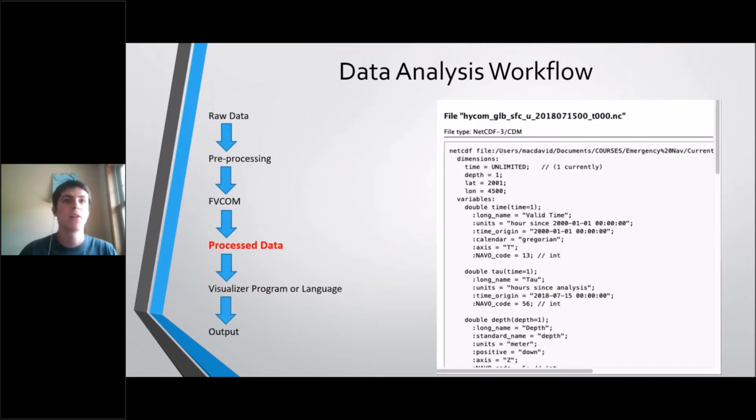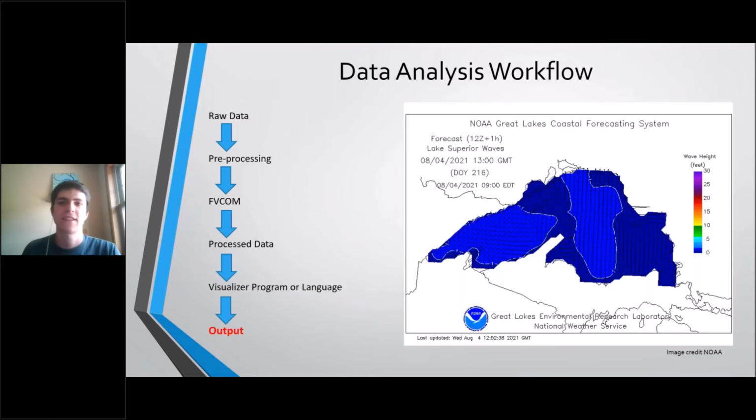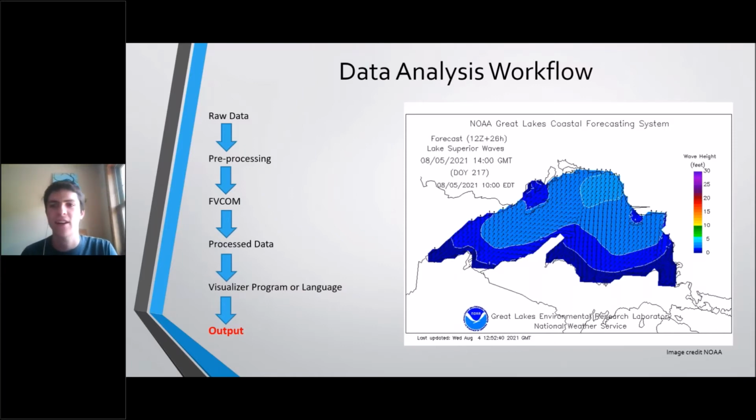From FVCOM, we will get a processed data file in a variety of formats. Right here off to the right, I have a netcdf file. That file is then ready to be fed into a visualizer program or a language, and it will be turned into a final product with some program that someone will write. After it's run through this, we get something that looks like this. And this animation would be ready to post on a website along with the necessary information and documentation.